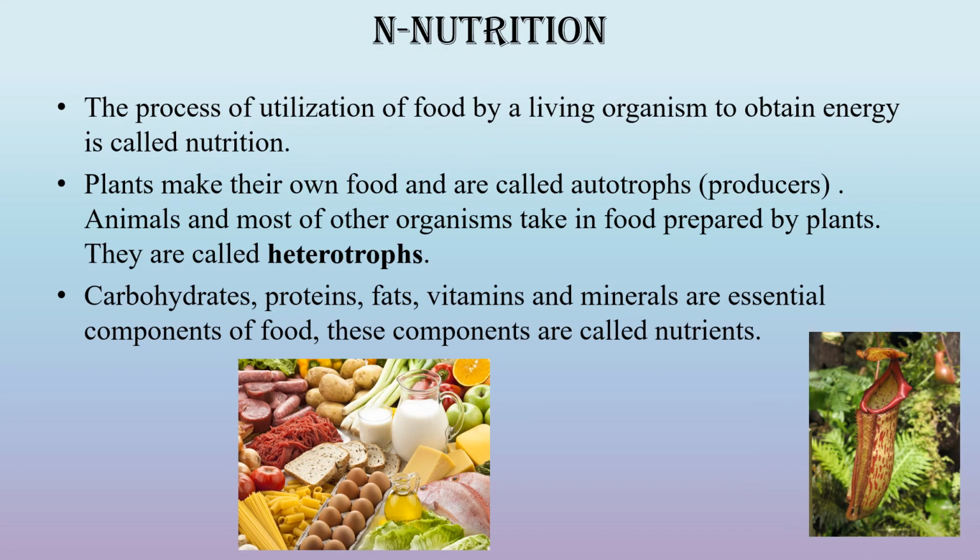Next, the last letter in MRS GREN is N, that is nutrition. First of all, we want to know what nutrition is. It is the utilization of food by a living organism to obtain energy. All living organisms need energy to grow, to move, to work. Plants make their own food, so we call them autotrophs or producers. But human beings and animals depend on plants and also other organisms, so we call them heterotrophs. Carbohydrates, protein, fat, vitamins and minerals are essential components of food, so they are called nutrients.